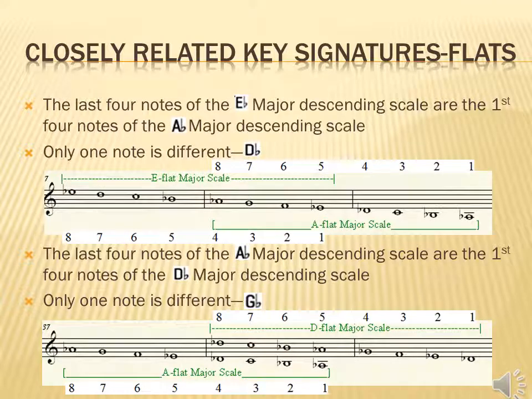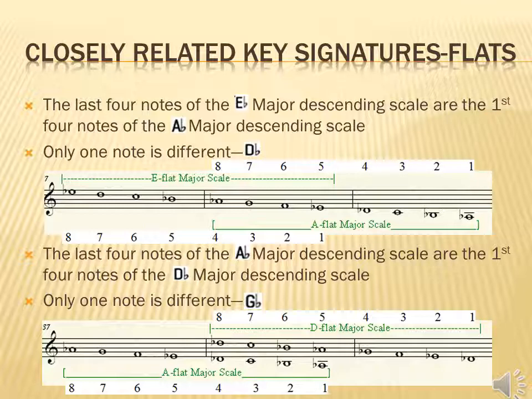Let's look at the E flat major scale and the A flat major scale. We have the E flat major scale, and we have the A flat major scale. The last four notes of the E flat major descending scale are the first four notes of the A flat major descending scale. Only one note is different, D flat.